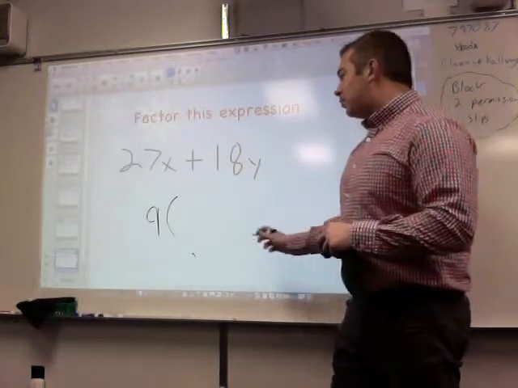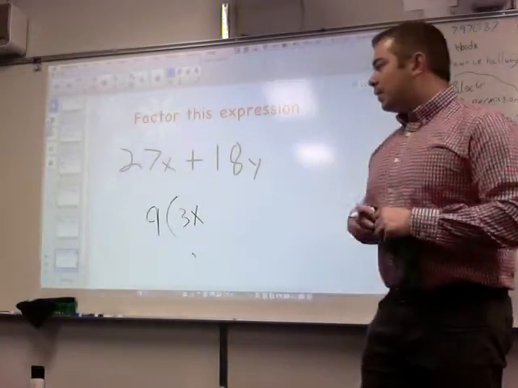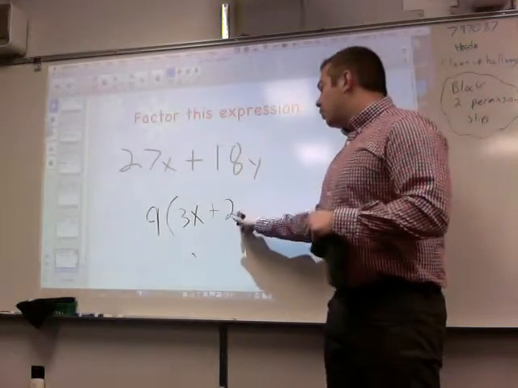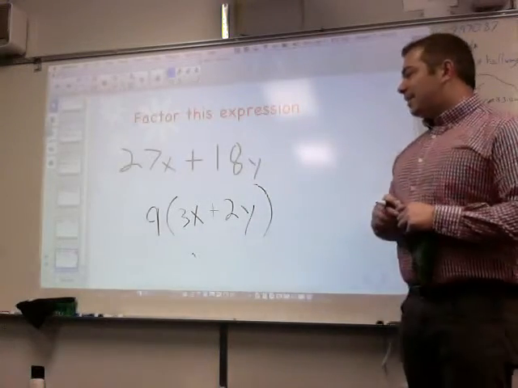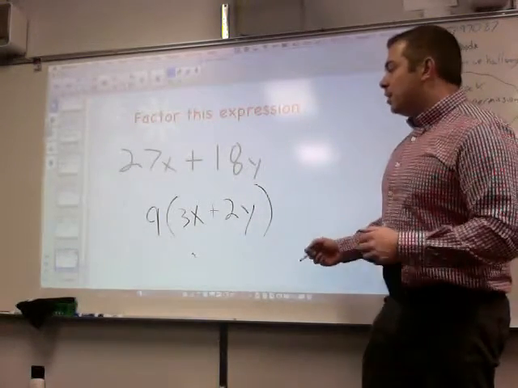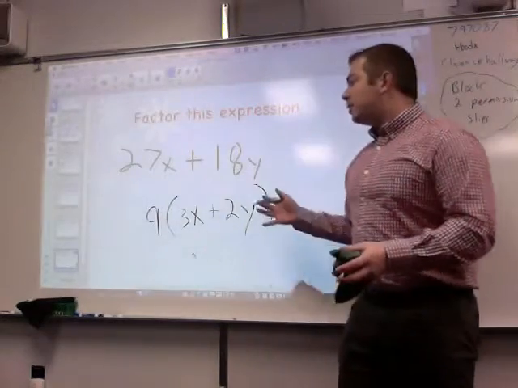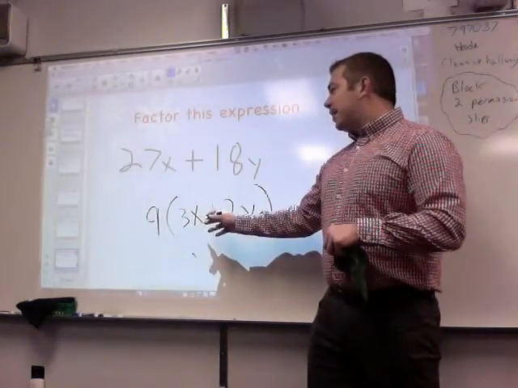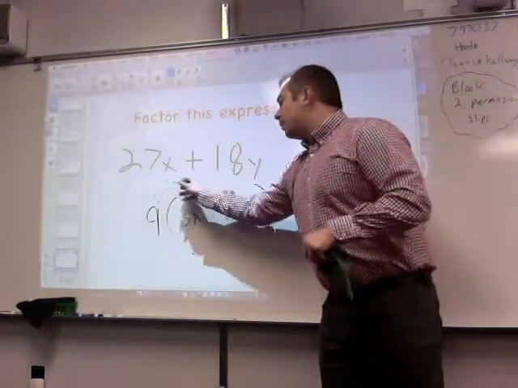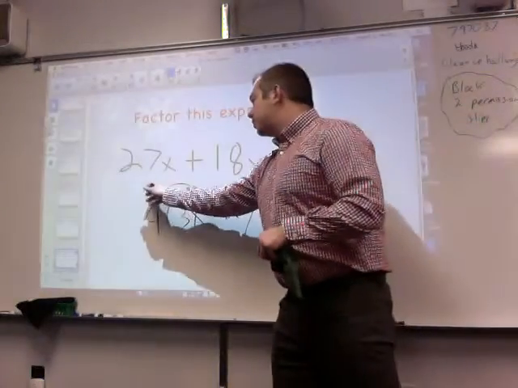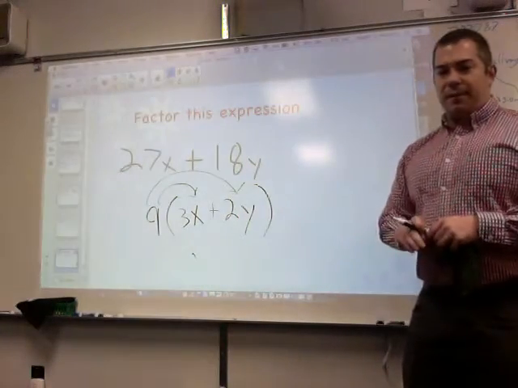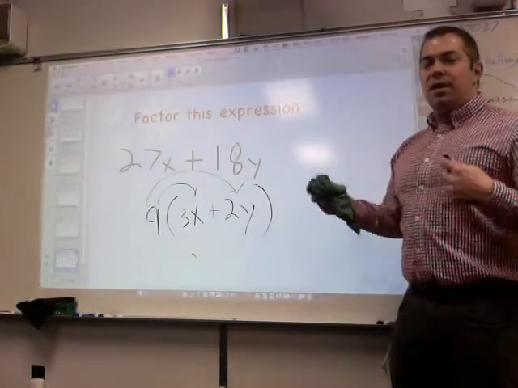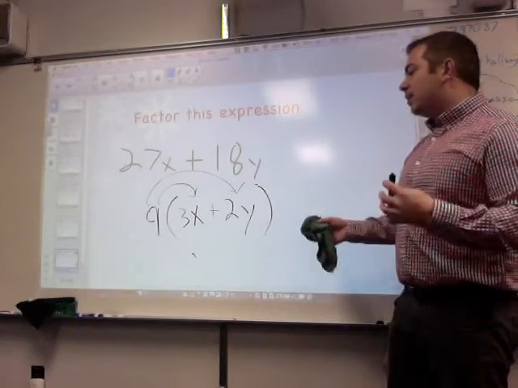So 9 times 3x would equal 27x. And then I'm going to put my addition sign. And 9 times 2y would equal 18y. Okay, so I worked backwards. If I just use the distributive property and redistribute this 9, 9 times 3x would equal 27x. I'll put that little arrow there. And then 9 times 2y would equal 18y. All right? So when it says factor this expression, which you'll see in your book, you have to find the greatest common factor and pull it out.